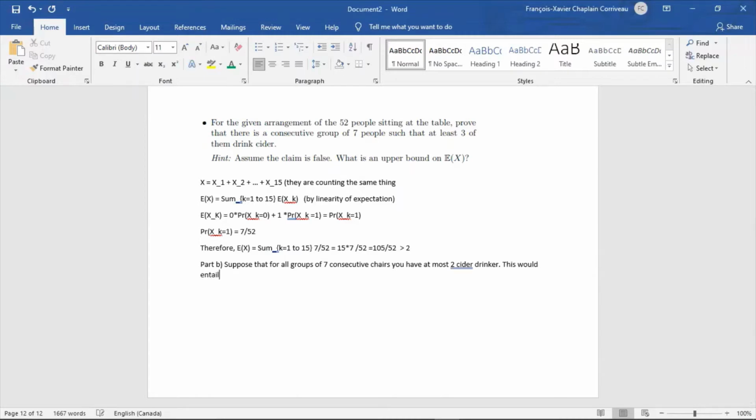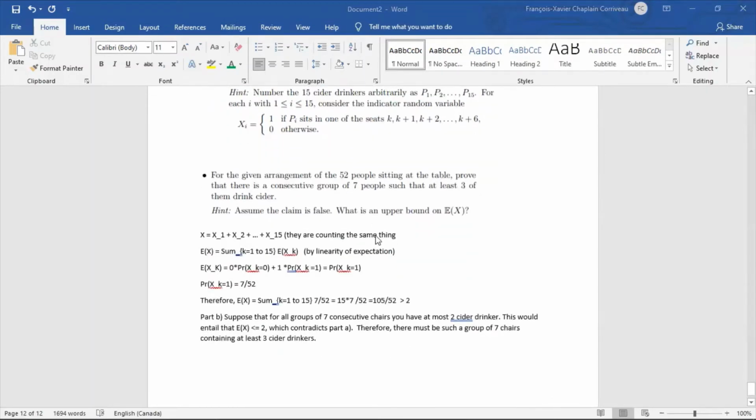So suppose for all groups of 7 consecutive chairs, you have at most 2 cider drinkers. This would entail that the expected value of X is less or equal to 2, which contradicts part A. Hence there must be such a group of 7 chairs containing at least 3 cider drinkers. So again, I'm slightly confused about this question, why it's here, but that's the idea.